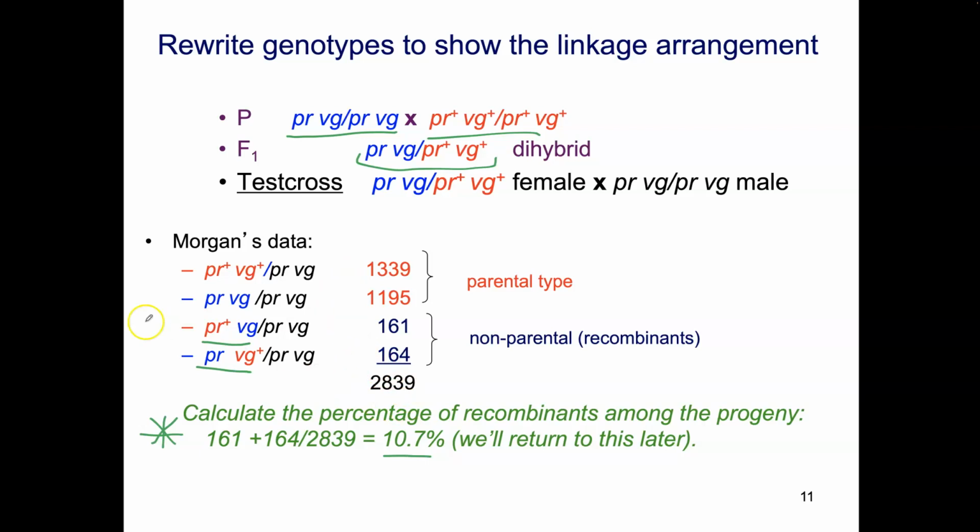And I will stop there, but I want you to consider, suppose we do this cross differently. Suppose one of the parents is wild type for one gene and mutant for the other, and then the other parent is the other way around. Think about and predict what the outcome should look like, and when you view the next recording, we'll start with that.